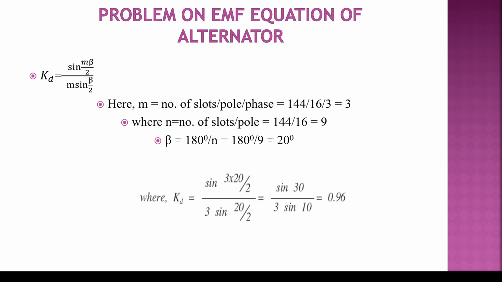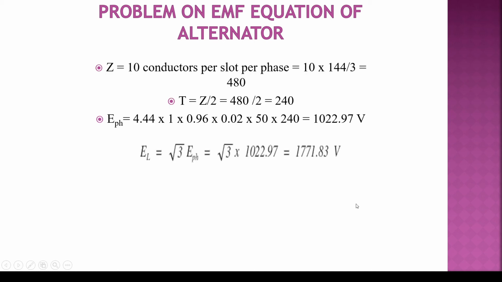Okay, we got this n value as 9 here. So 180 degrees by 9, 20 degrees is beta. Kd is how much here? Now Kd is sin(m beta/2) by m sin(beta/2). m we got as 3, beta we got as 20. So sin(3 into 20 by 2) divided by 3 into sin(20 by 2). That is sin 30 by 3 sin 10. That is 0.96. We got the value of Kd.